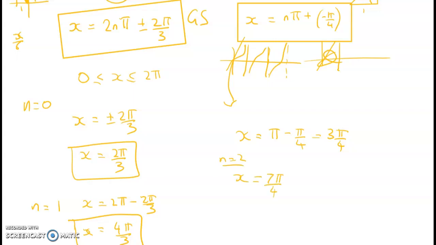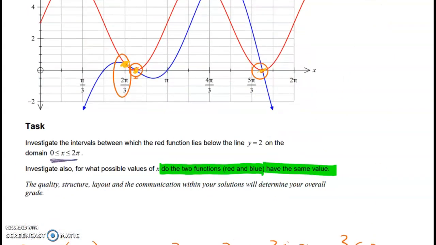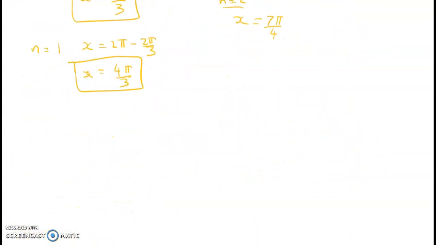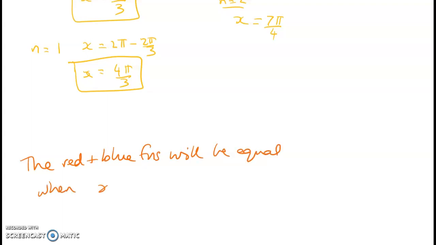So it'd be nice to write that up in context, because we were asked to investigate, right? So the quality, structure, layout, and communication really, really do determine your overall grade. In case you think not to read that, this is really important, right? So you've done your investigation. Don't just leave it like that. Actually explain what you've found, right? So the red and blue functions will be equal when x is equal to 2 pi on 3, 4 pi on 3, and these are not in order now, which I'm finding annoying, but that's okay. There we are, 7 pi on 4.